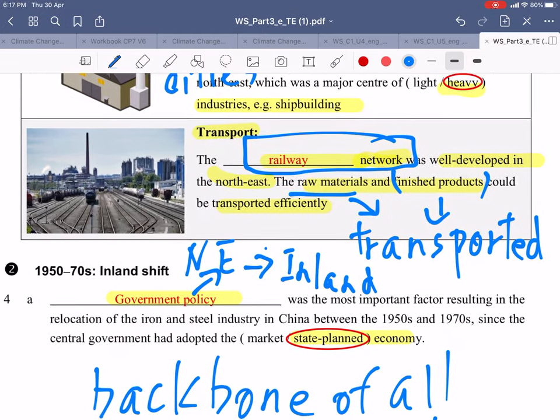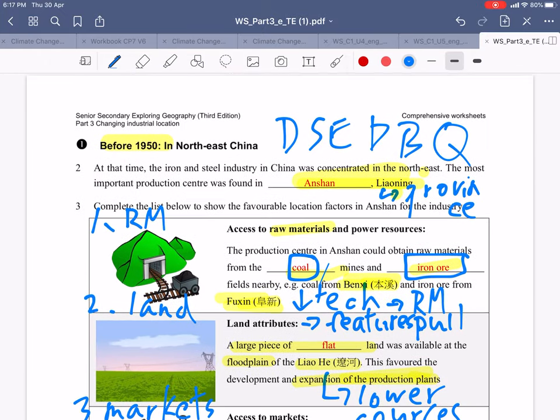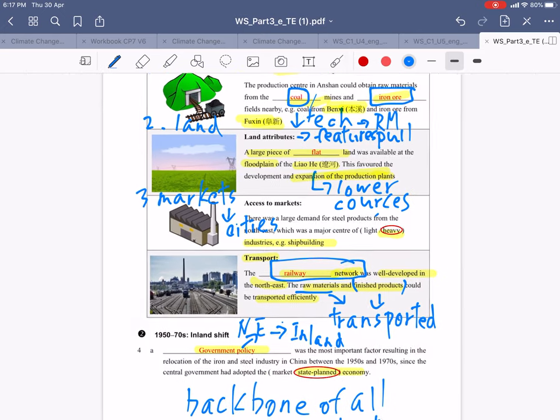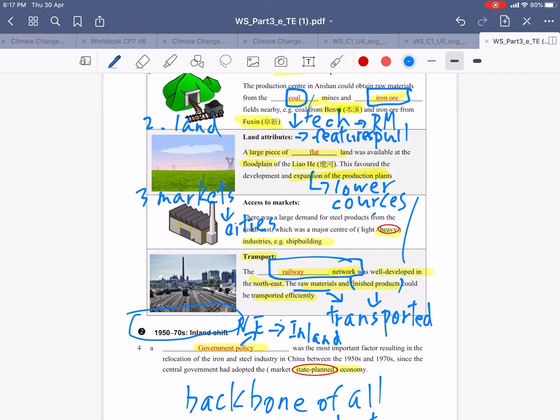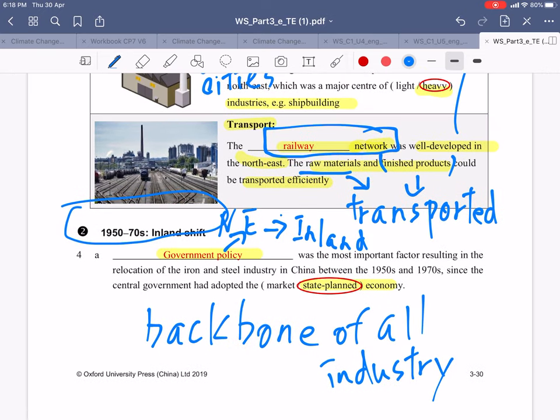Next one, transport. The railway network is very extensive in the Northeast. It can facilitate raw material and finished product transportation. What's more, the first five-year plan and the second five-year plan from the government also encouraged the development of China's iron and steel plants. Because right now, the iron and steel plants are moving to the inland area. What is the inland area, such as Wuhan, such as Sichuan, or even Urumqi? So why is this happening?